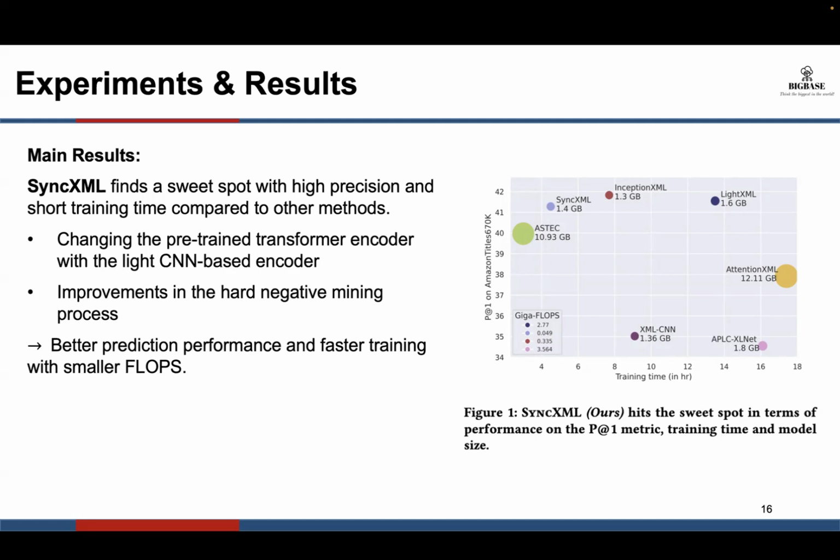And we can now say that replacing the pre-trained transformer encoder with the light CNN-based encoder, along with improvements in the hard negative mining process, leads to better prediction performance and also faster training with smaller flops. Here, the sizes of the circles mean the calculation cost of the models, basically. And it's quite small for a SYNCXML model.